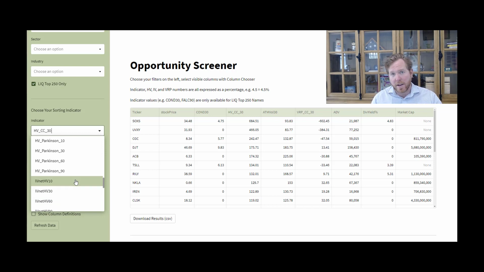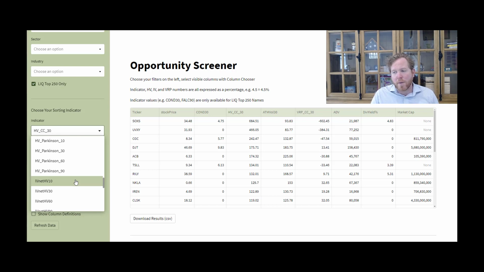So we also can screen by VRP, which I'm sure you've heard me talk about before. But the IV net of HV is the current implied volatility minus the historical volatility that's been realized over that same period. So if we're looking at 30, we say what's the implied vol at 30 minus what the last 30 days of historical vol have been. How much is implied volatility aligning with what's happened in the recent past.